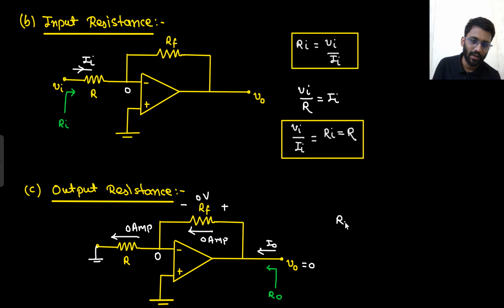So what was your R0? R0 was V0 by I0. Your V0 is 0. So 0 by I0, that will be 0 only. So R0 is 0 ohm. Your output resistance is 0.